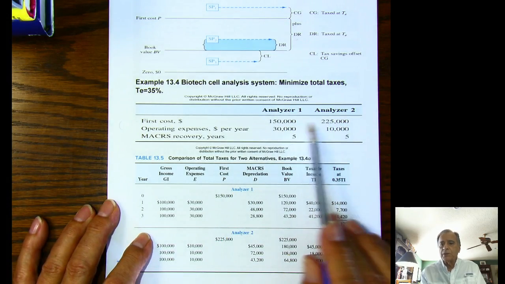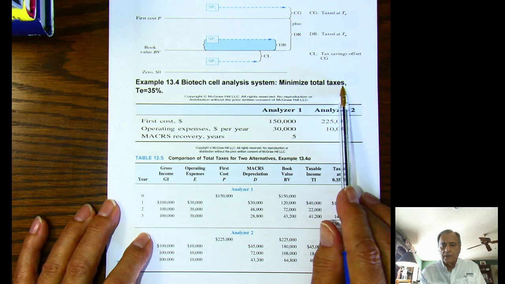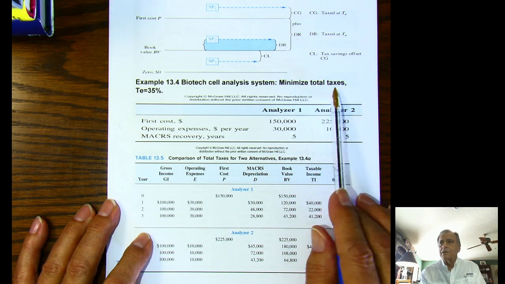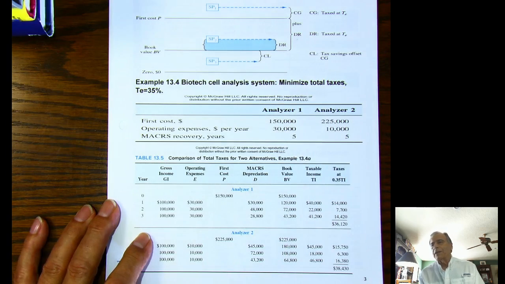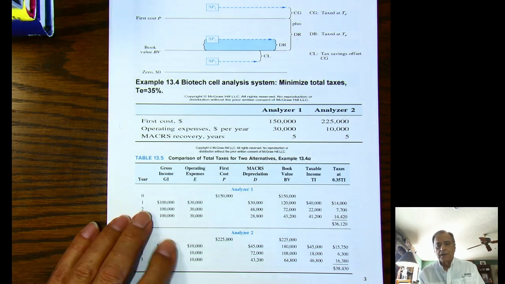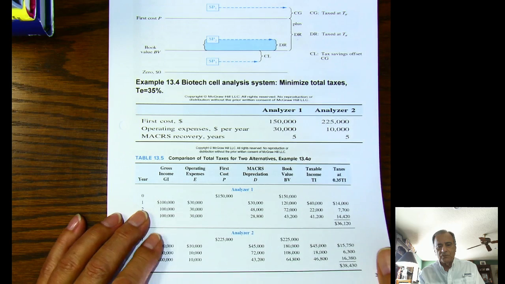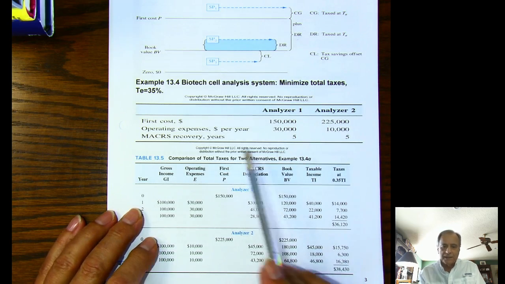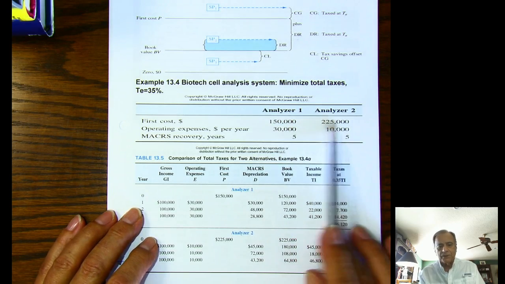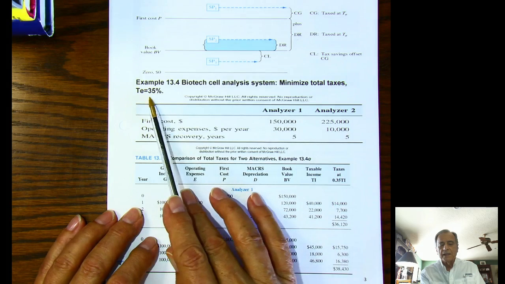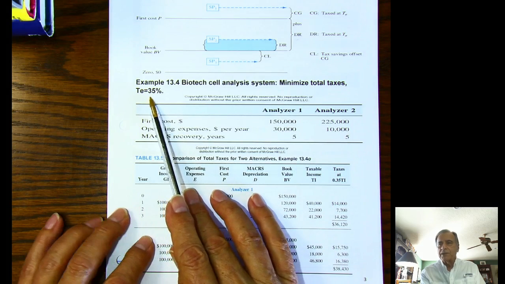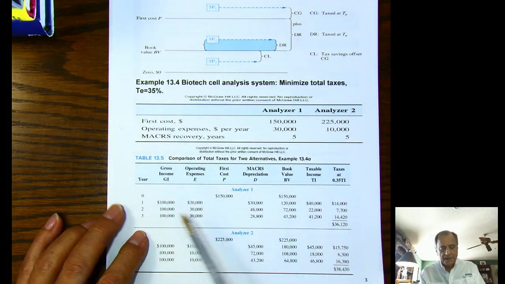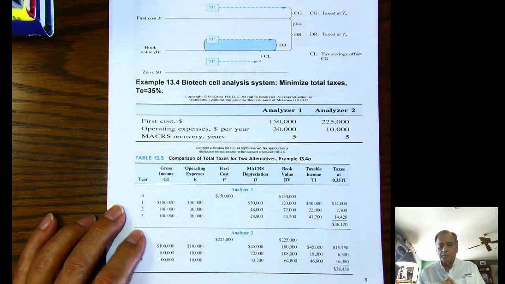We've got two alternatives, and the CEO wants to minimize the total taxes. Well, that's kind of a dumb requirement. I'd say you'd want to maximize profit, but anyway, that's what he wants to do. He wants to minimize total taxes. The equivalent tax rate is 35%. That's given as part of this example.